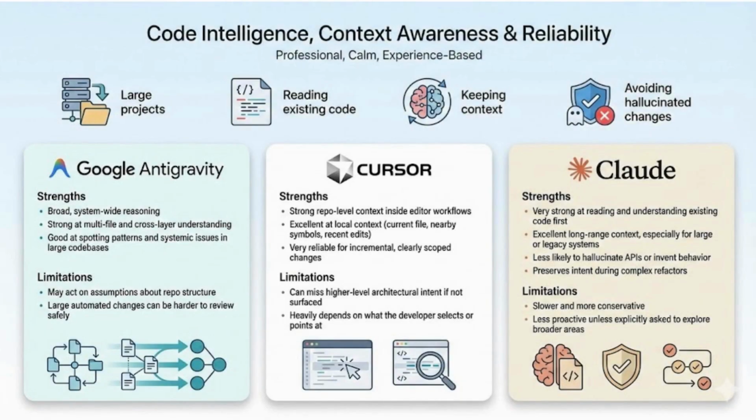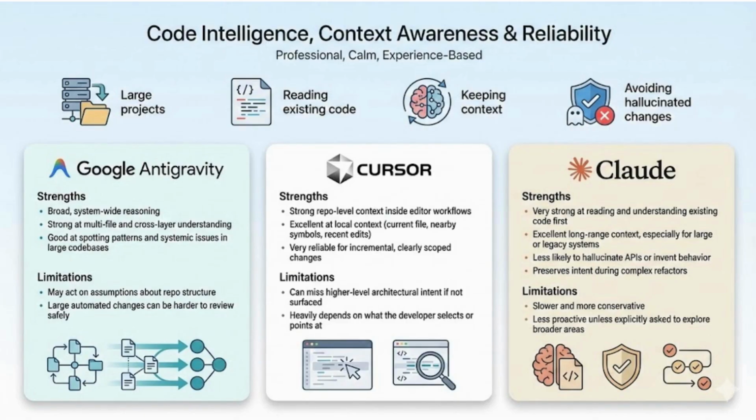Now let's get into the make or break part of AI coding tools. Code intelligence, context awareness, and most importantly, reliability. Because honestly, flashy features don't matter if the AI can't handle real-world coding situations. Let's start with the first problem, very large projects.